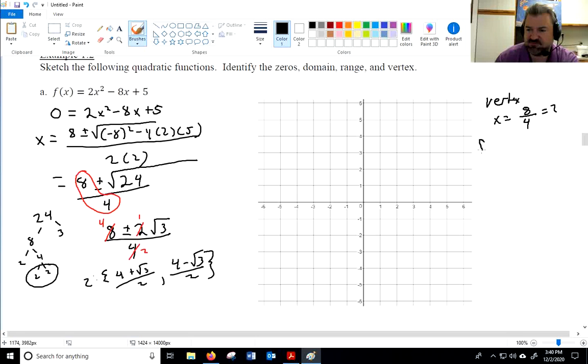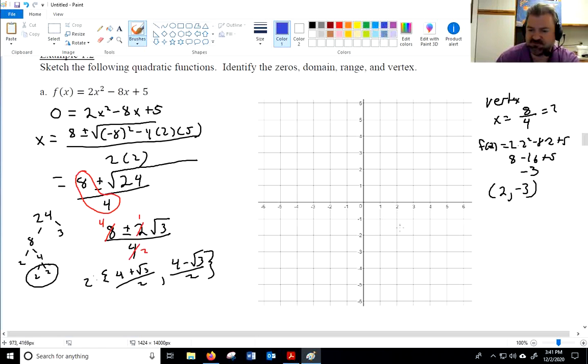Well, what is f of 2? f of 2 is 2 times 2 squared minus 8 times 2 plus 5. That's 4 times 2 is 8 minus 16 plus 5. I get negative 8 plus 5 is a negative 3. So my vertex is 2, negative 3.